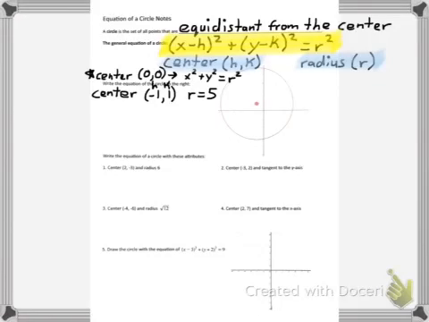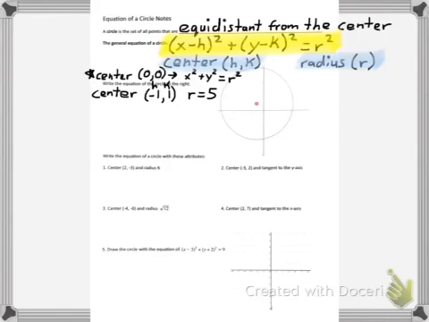Our next lesson in our unit on circles is about how to write the equation of a circle. A circle is defined as the set of all points that are equidistant from the center. Here in yellow I have highlighted the general equation of a circle. In parentheses, (x - h) squared plus (y - k) squared equals r squared.